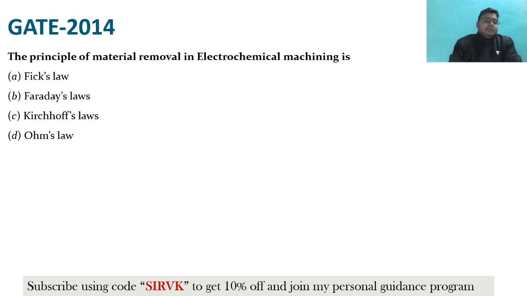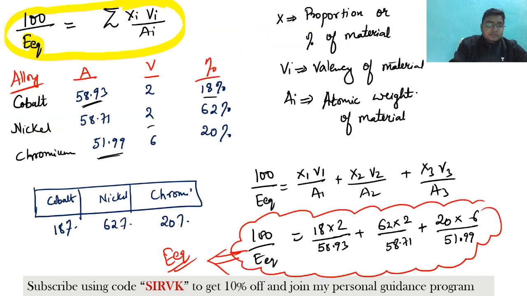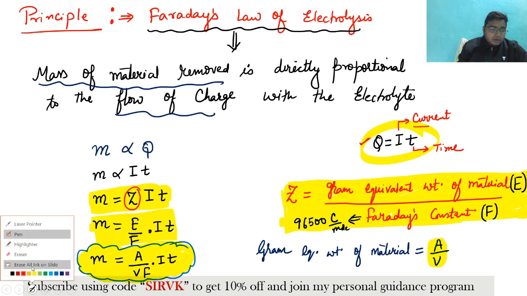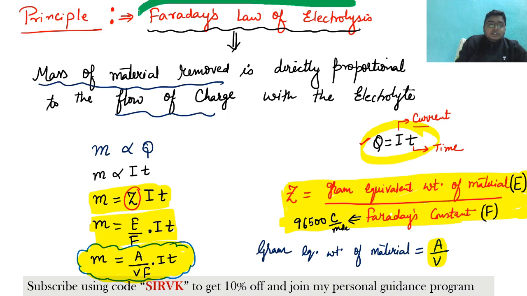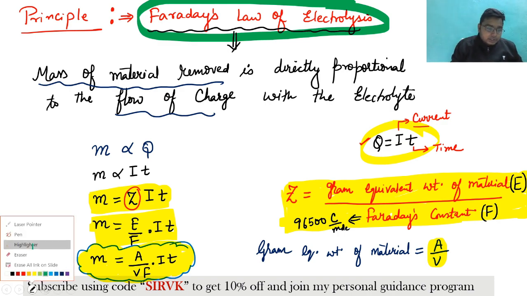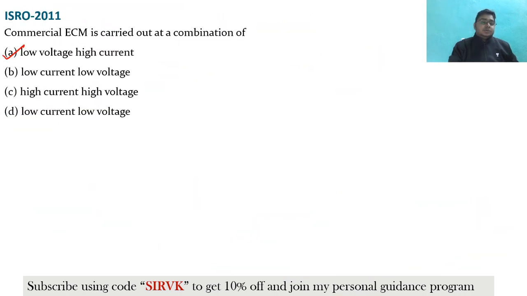Now see, the next problem is the GATE 2014 problem. The principle of material removal in electrochemical machining process. So in ECM we have seen that it is based upon what? It is based upon Faraday's laws, isn't it? See here, the very first slide, what I have explained to you, my dear friend, that is the principle. Principle is what? It is based on Faraday's laws of electrolysis. Clear? So the ECM process is based upon Faraday's laws of electrolysis. Clear? Now, these questions are clear to you.